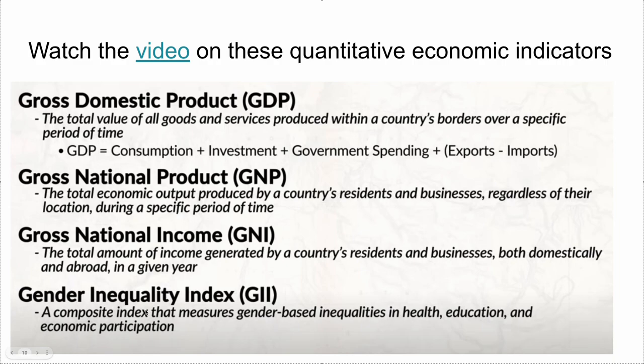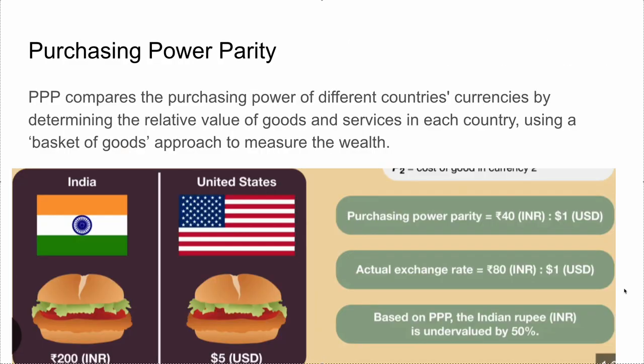This composite index. Now, composite meaning it comprises multiple different indicators in health, education, and economic participation, and it combines to form an index. So a new way of indicating economic development. We also talked about purchasing power parity.